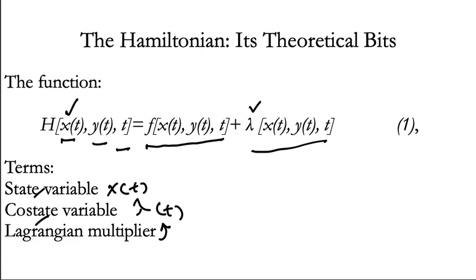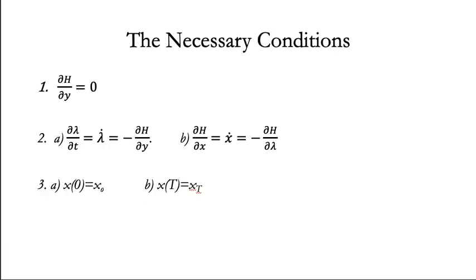there are certain conditions that we need to follow when we want to do optimization using the Hamiltonian. So what are the necessary conditions for maximization? Let's say we want to do maximization using the Hamiltonian function. We have three different conditions here. These are the necessary conditions. Number 1, number 2, number 3. The first one: you must differentiate the Hamiltonian function with respect to y.